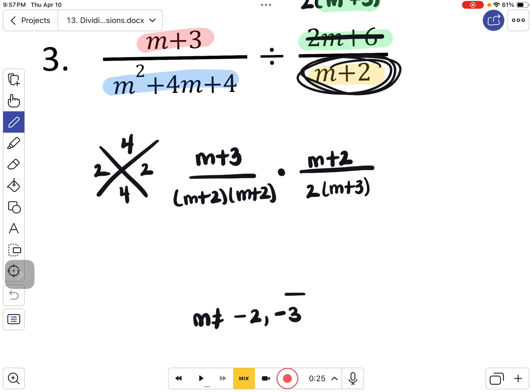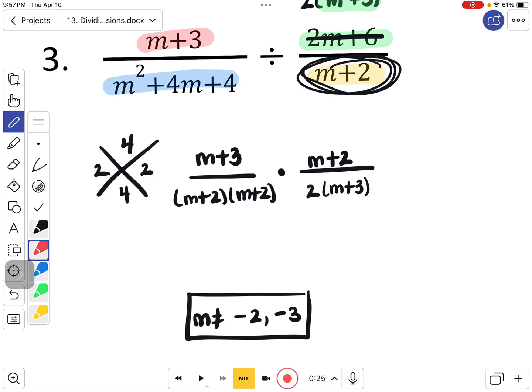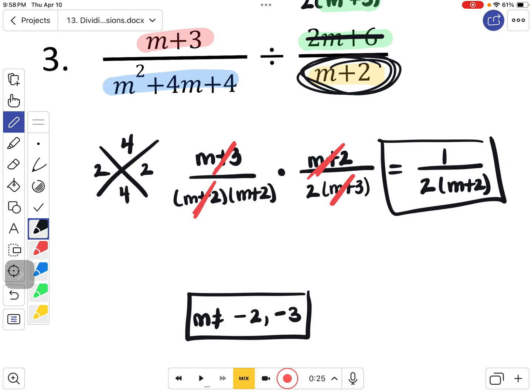So I showed all my undefineds, and now I'm going to go ahead and cancel what I can, top and bottom. So m plus 3, m plus 3, m plus 2, m plus 2. And then I'm just going to write what is left over as one fraction. So there's nothing left on top, so I'm going to hold that with a 1. And on the bottom, I'm going to start with my whole number first. So my whole number 2 hasn't been used yet, but then I still have m plus 2 on the bottom. So there's my simplified, and I have my undefineds.